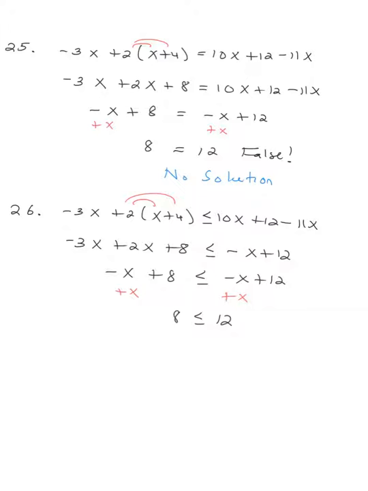Now this is actually very different than questions 23 and 24. If we look at this one, they're not equal, but with respect to the inequality, it is true that 8 is less than or equal to 12. I mean, it's not equal, but it's definitely less than 12. This is always true. And that means everything is a solution. The solution is all real numbers.